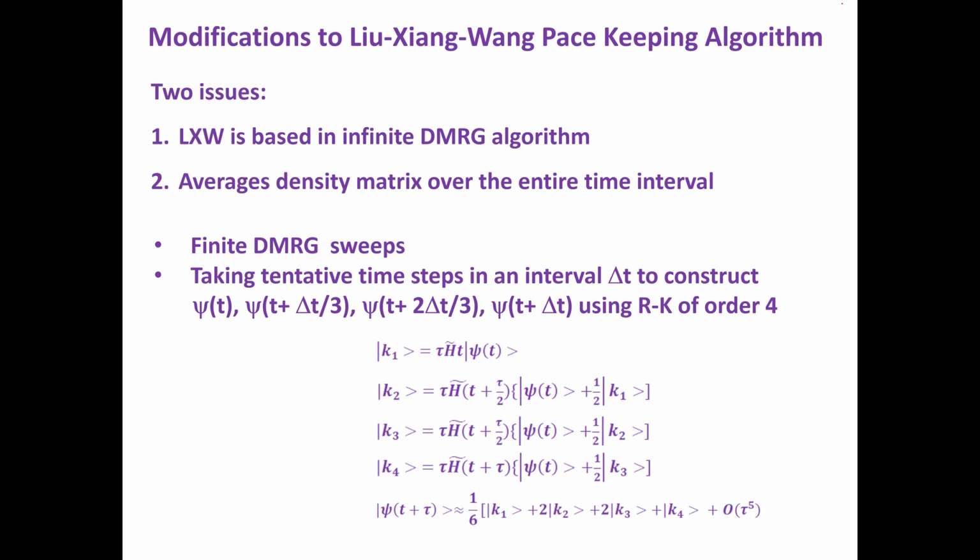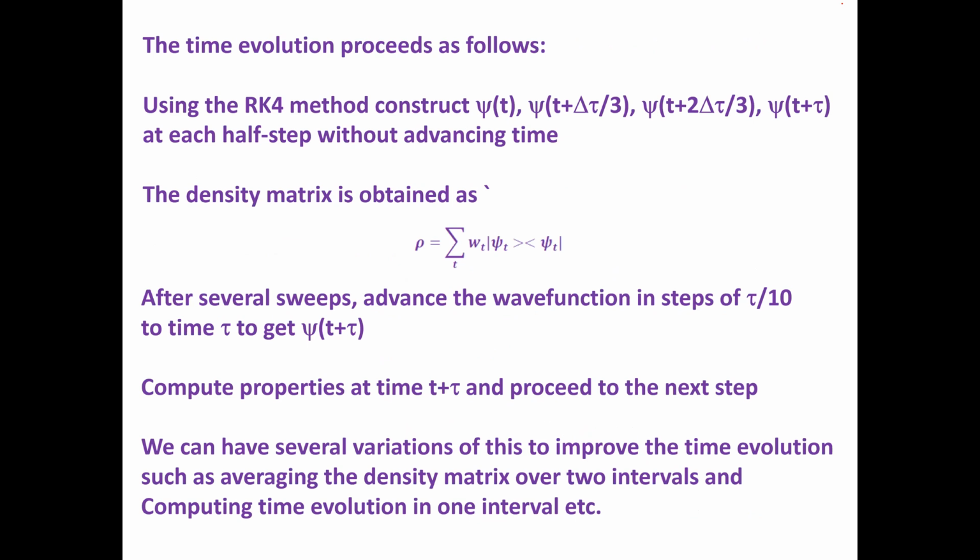So it's fairly straightforward. Once you do that, you do the Runge-Kutta for times t + delta t/3, t + 2 delta t/3, and t + tau. And then you obtain the density matrix as an average over all these states. Once you get the density matrix, you get the eigenstates, and then you keep going back and forth, sweeping and advancing the time after every full sweep or every half sweep. At the end of the sweep, you advance the time in small time steps, which is tau by 10, not the full tau.